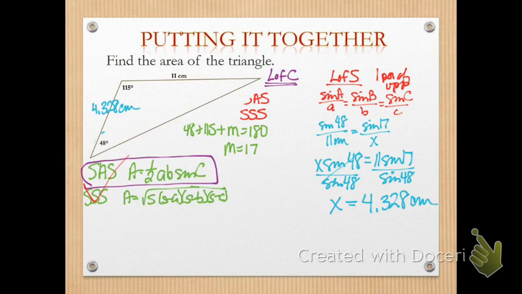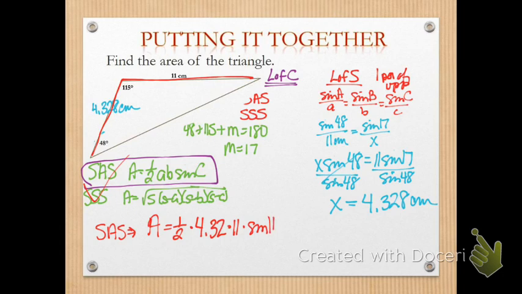But that gave me enough information to then use the SAS formula, the first one, which came from 1/2 base times height. It's just using B sine C as the height. So 1/2 one leg times the other leg times the included angle. Type that in the calculator and we have the area, which in this case is 21.53 centimeters squared.